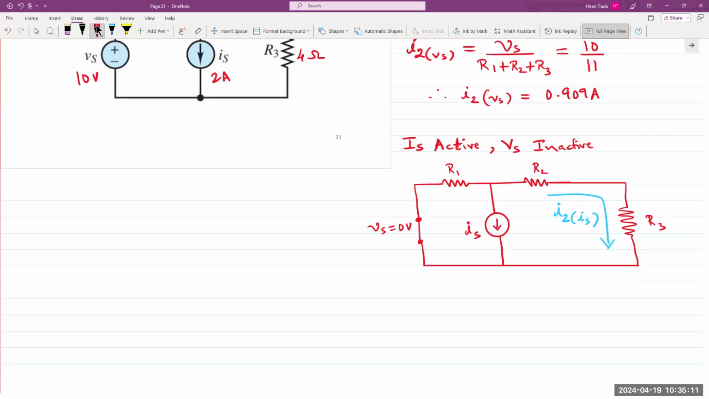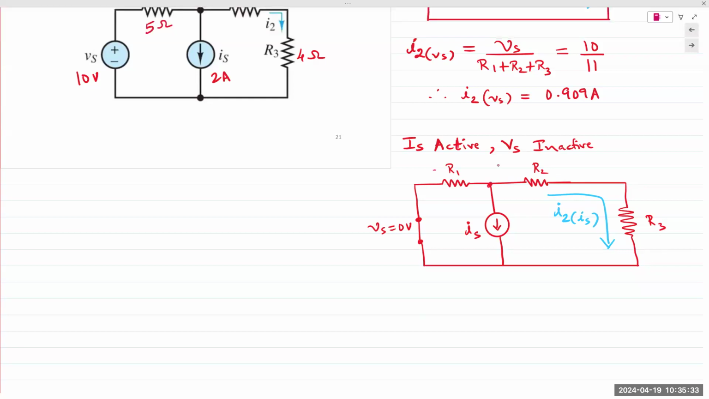Okay. All right, so what do we see? When IS is active and VS is inactive, what do we see? R2 and R3 on the far right are in series. That doesn't change, right? They're in series. That does not change. But what has changed is on the left side of the circuit where R1 is now connected to IS at the top node. And if you follow that line, at the other end of R1, it is connected to the other end of IS. So both the nodes of R1 are connected to both respective nodes of IS. So they are in parallel.